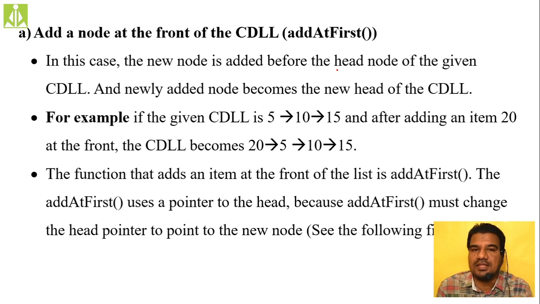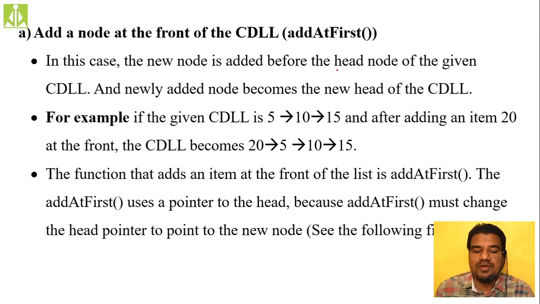So when you are adding the first node into the CDLL, the first node must become the head node to indicate the representation of the CDLL. It should not damage the representation of the CDLL. For example, if you have 5, 10, 15 or 10, 20, 30, and you are adding some new node, it will become the new head node of your CDLL.